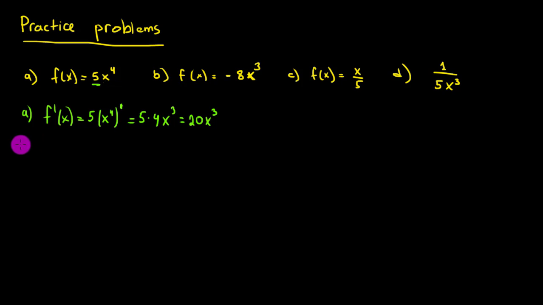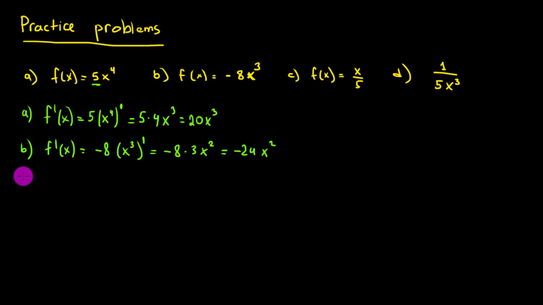Okay, next one, B. f prime of x is equal to, the same logic. You don't touch the 8. You only deal with x cubed. So it will be minus 8 times 3x to the power of 2. It will be minus 24x squared. And then C.